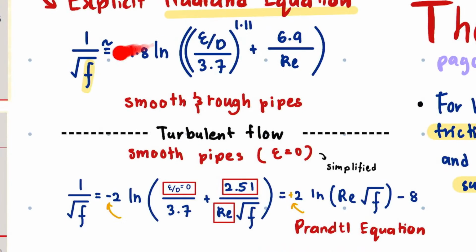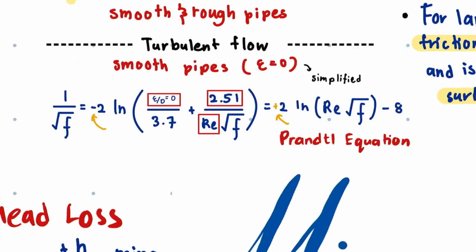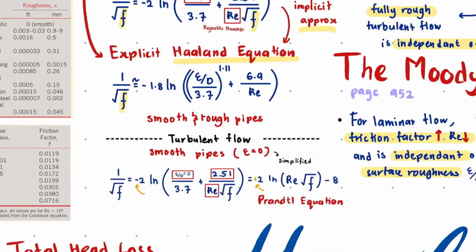So the Haaland equation is used for smooth and rough pipes. What happens if you have only smooth pipes? The roughness will be equal to 0. So there will be a new equation, which is called the Prandtl equation. Okay.